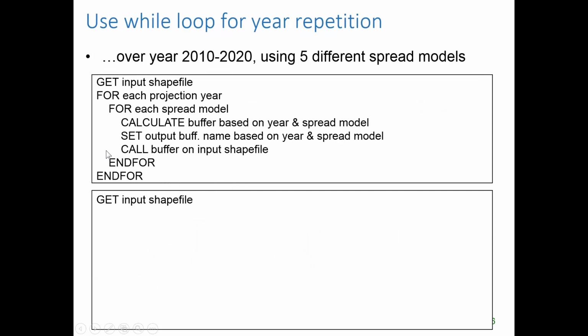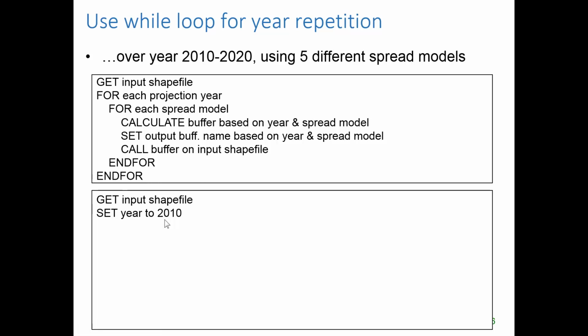So here we have the pseudocode again. If we were to take this workflow and rewrite it as a while structure, how would that look? We know that we have to get the input shapefile, and for a while structure we have to have a starting point so that we can test when to stop. That means we should first of all set the year. We want it to run from 2010 to 2020.